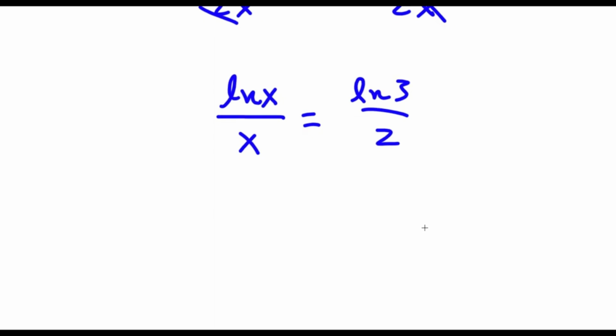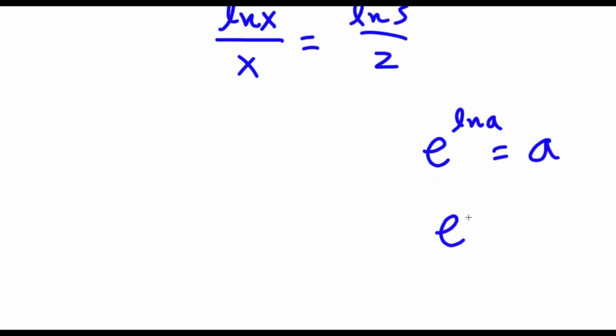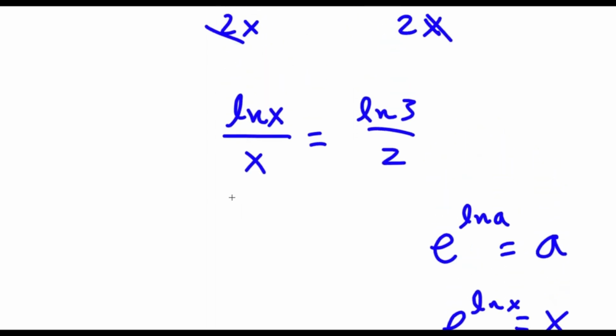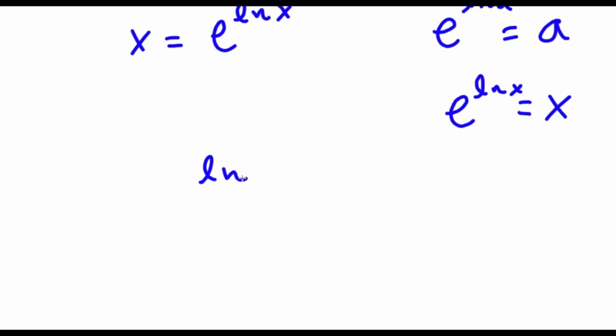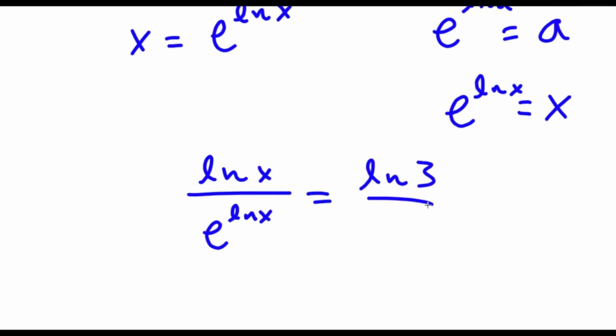Now, if I take e to the power of ln a, this is the same thing as simply a, because the e and the ln simply cancel out. Same with e to the power of ln x. This is the same thing as x, because the e and ln cancel out. So x here, I'm going to replace with e to the power of ln x. So now I have ln x over e to the power of ln x is equal to ln 3 over 2.